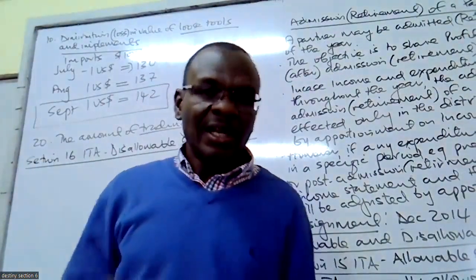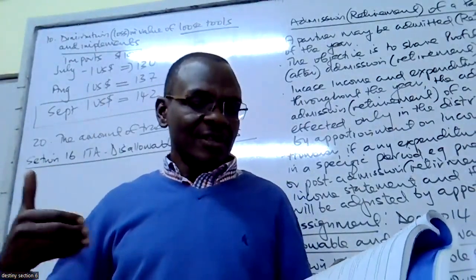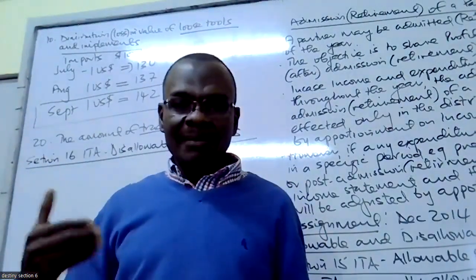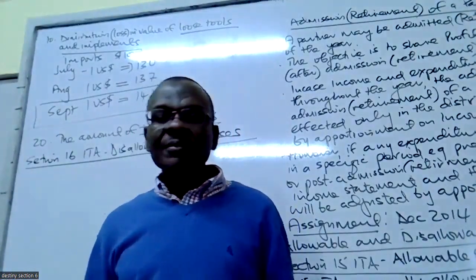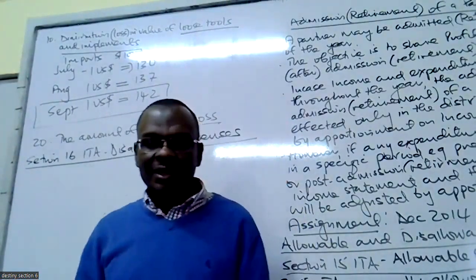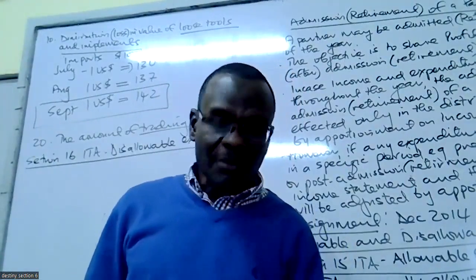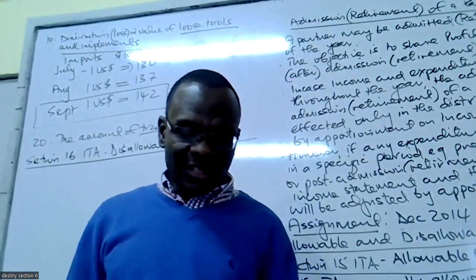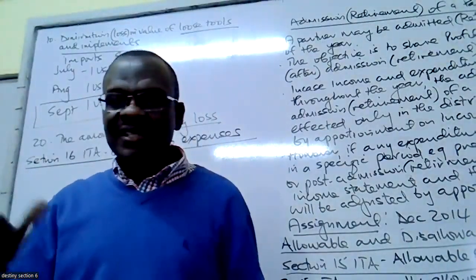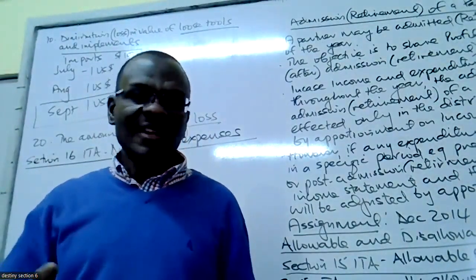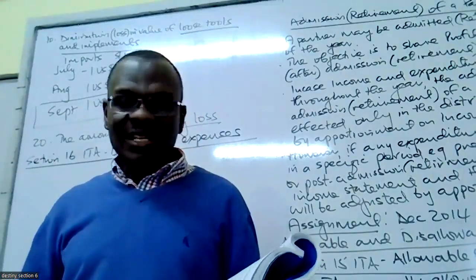Then number 6, any amount of reserves or provisions made by a business, except for specific provisions for bad debts. So any kind of reserve or provision made by a business is not allowed. Number 7, any types of taxes paid, whether VAT, stamp duty, corporation tax, or excise duty, are not allowed.